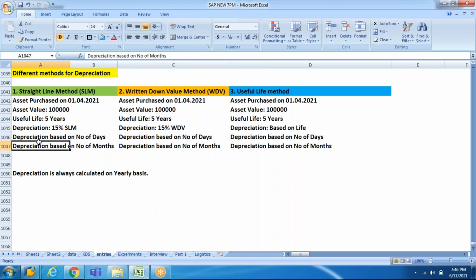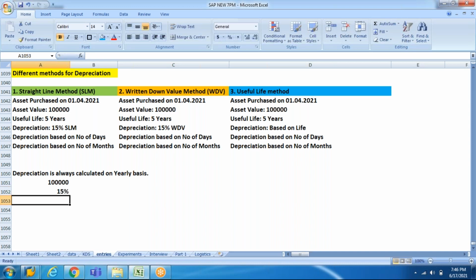According to this, let's go with the straight line method first. So the key points that I need here are: the asset value is 1 lakh. I'm not writing what this 1 lakh is, you need to understand. 1 lakh is the value of the asset, and the depreciation is 15 percent annually.